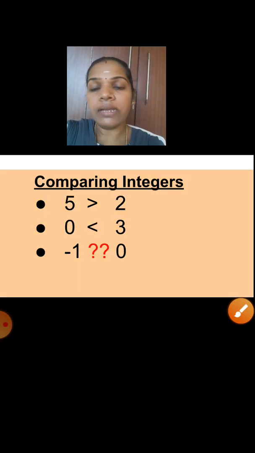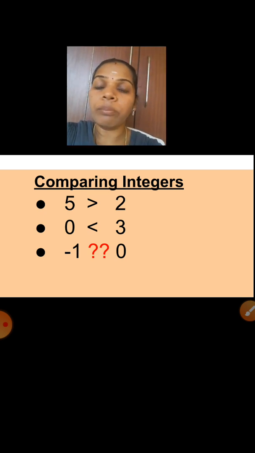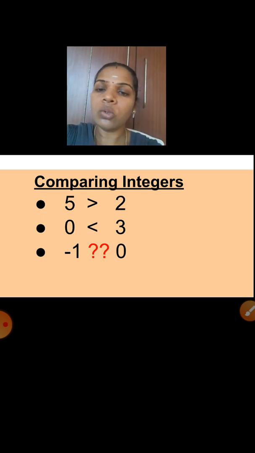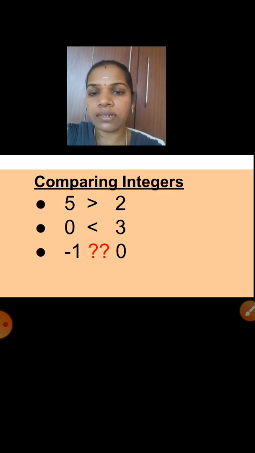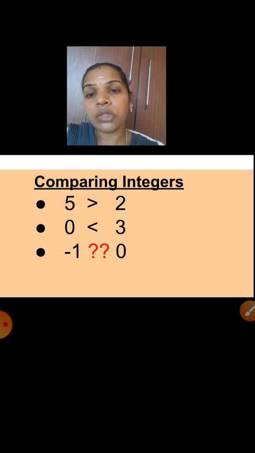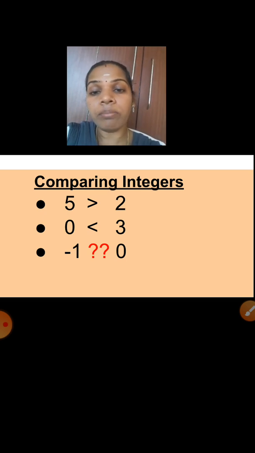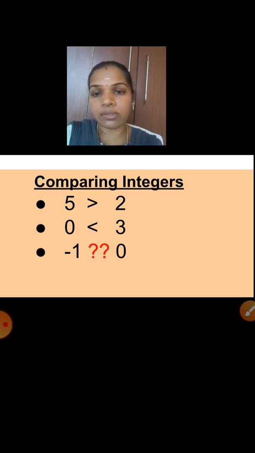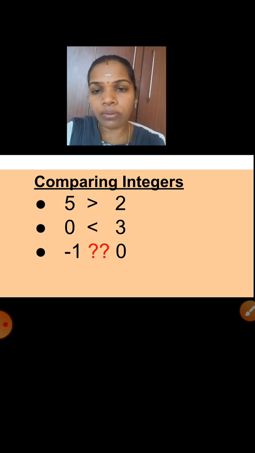Next one is comparing integers. How do we have to compare the integers? Two positive numbers you can compare, isn't it? That you already studied in your 5th standard and 4th standard. And how do we compare 0 and a positive number? That also you know. But how do we compare negative integers with 0 and positive integers? Do you know that? Yes, I will teach you today.